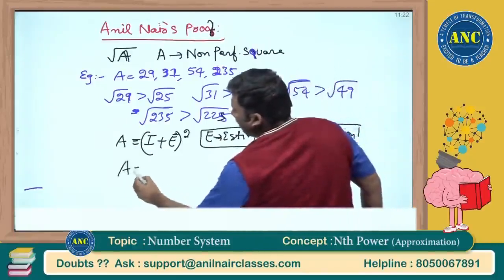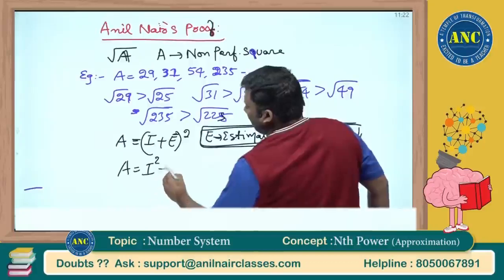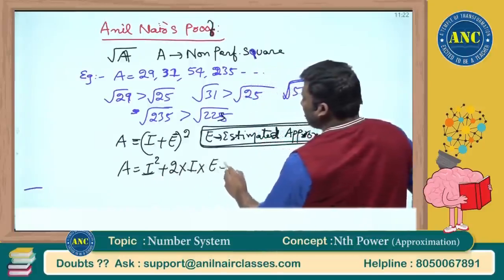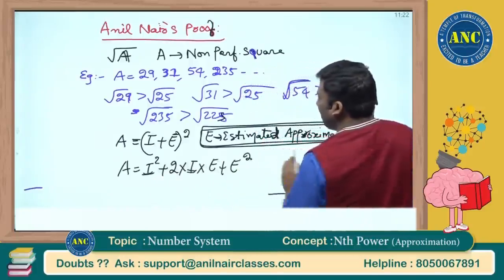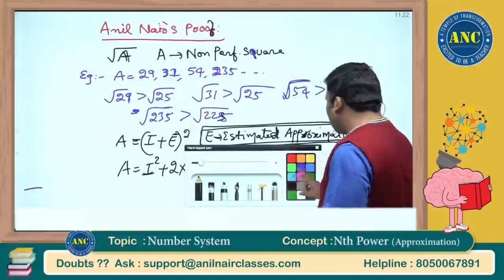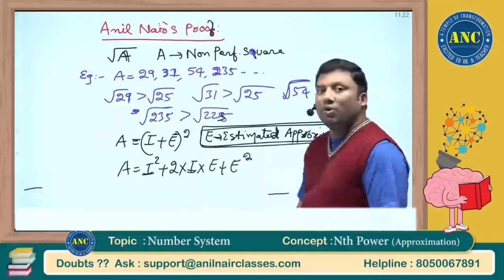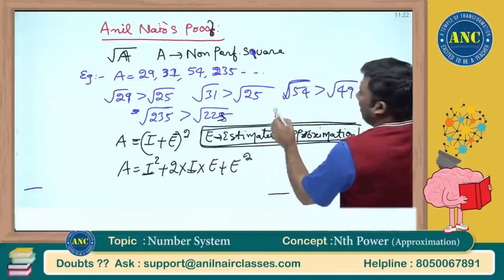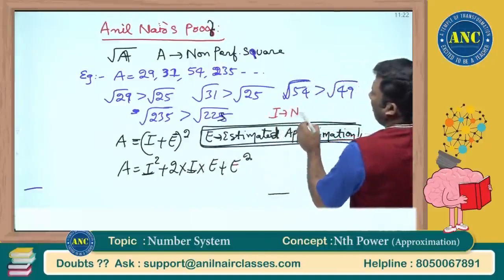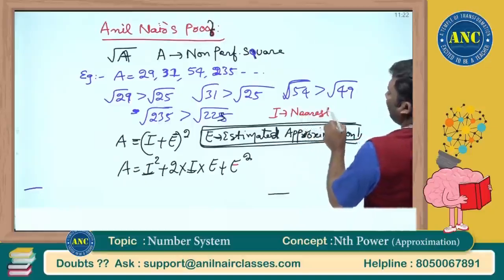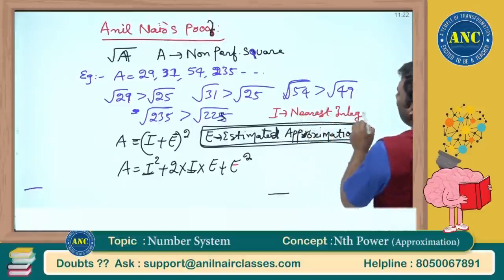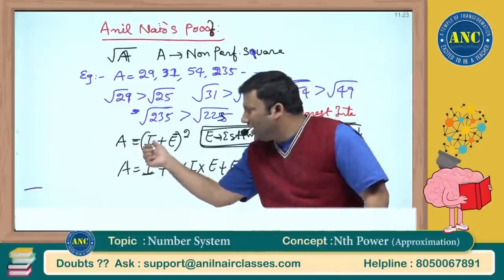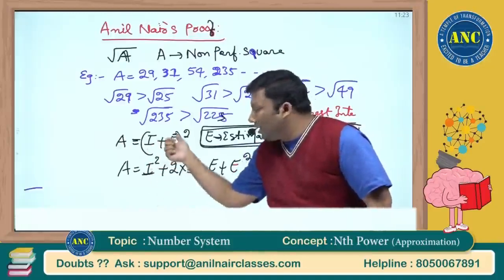So A is nothing but I square plus 2 into I into E plus E square. A plus B whole square is A square plus 2AB plus B square. I hope the concept is clear. I square plus 2 into I into E. I is the nearest integer. Now see here. A is 29. I is 5. 5 square plus something.